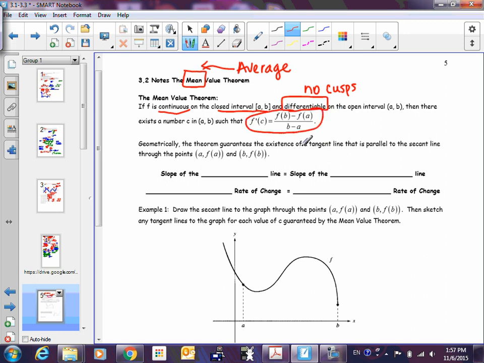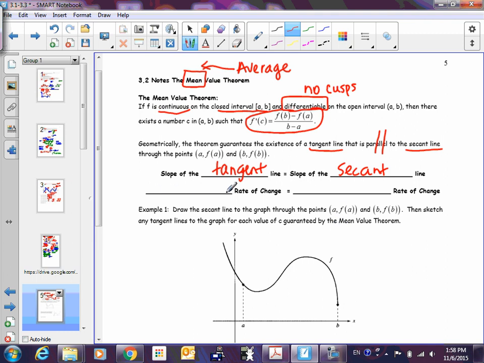Then we get this formula. Let's not worry about the formula yet. Let's skip down here and I'll come back to that. It says geometrically the theorem guarantees that there is an existence of a tangent line that is parallel to the secant line. If two lines are parallel, what is the deal with their slopes? Same slope. So the slope of a tangent line is equal to the slope of the secant line. And this is what we're going to look at for today.